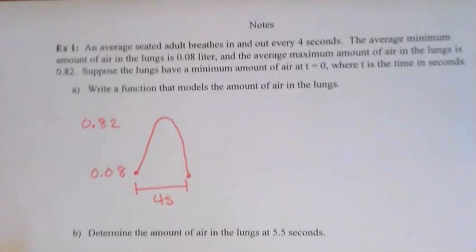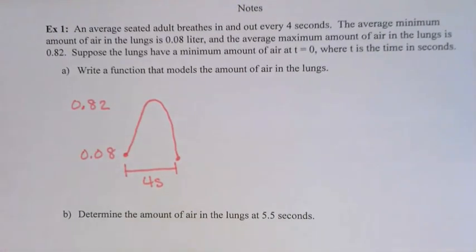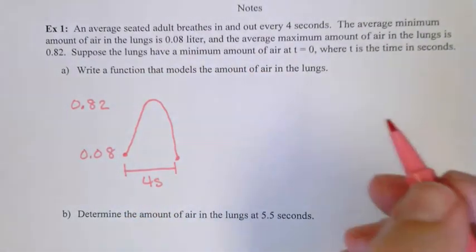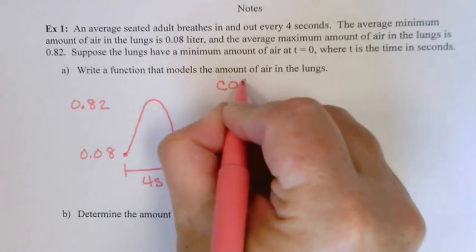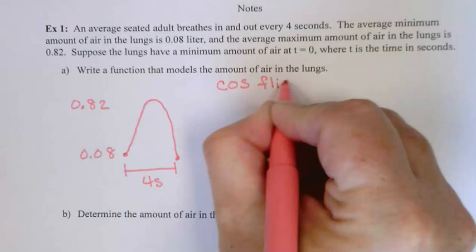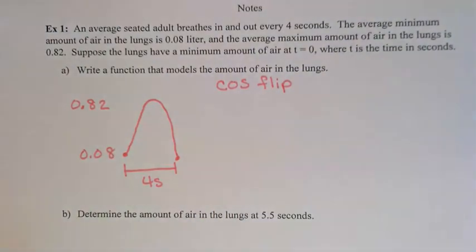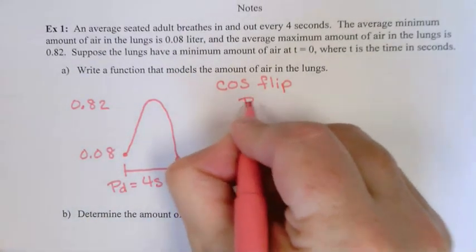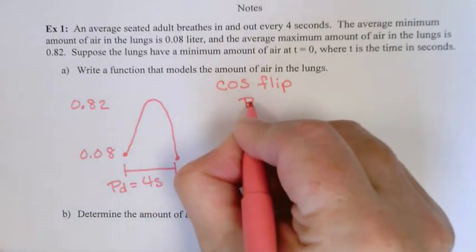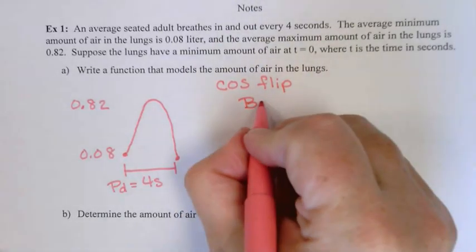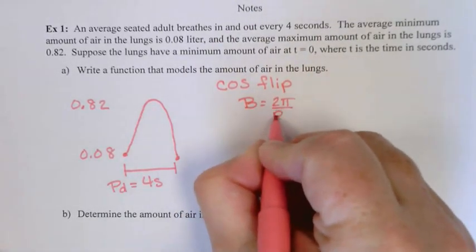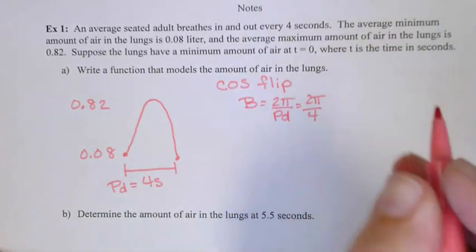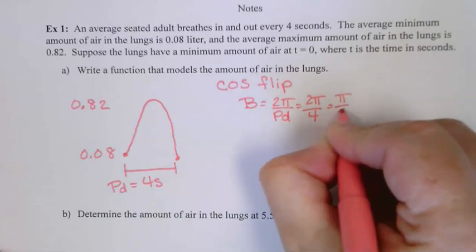Okay. Now, why do we need to graph? If I didn't graph, we couldn't tell what type of trig function we're in. And as you can tell, we're in cosine, and it's flipped. 4 is our period, so we're going to change that into a B. The formula is 2 pi over the period. So 2 pi over 4 reduced is pi over 2. There's our B value.